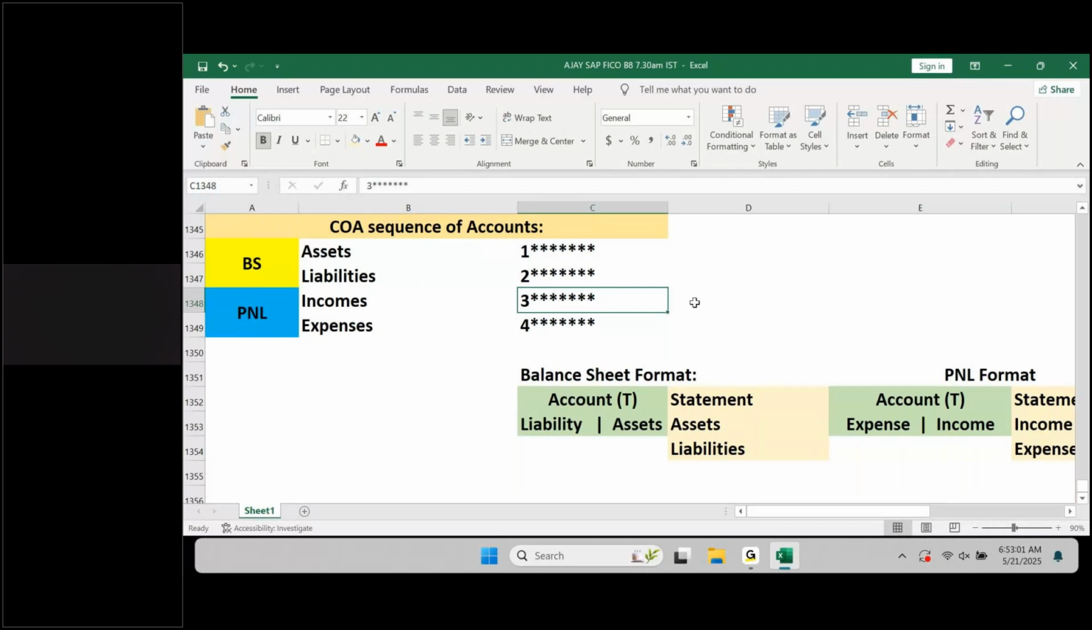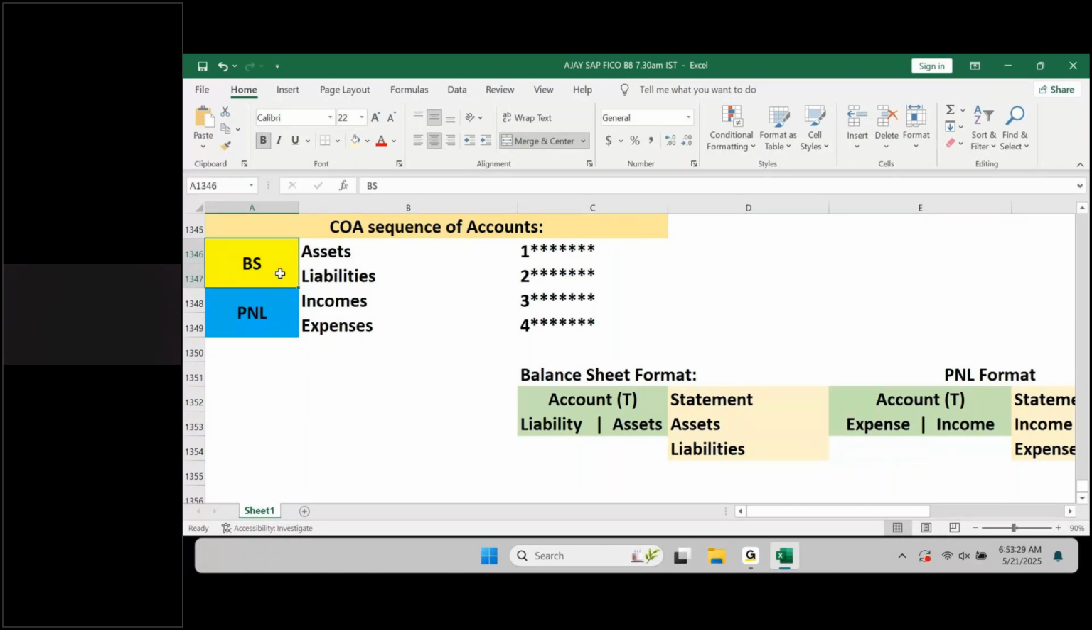Whatever account you take, it can be either a balance sheet account or a P&L account. Any other possibility? No, right? It can be either a P&L account or a balance sheet account. And now you have already decided the logic. Any balance sheet account will start from either 1 series or 2 series. Any P&L account will start from 3 series or 4 series.